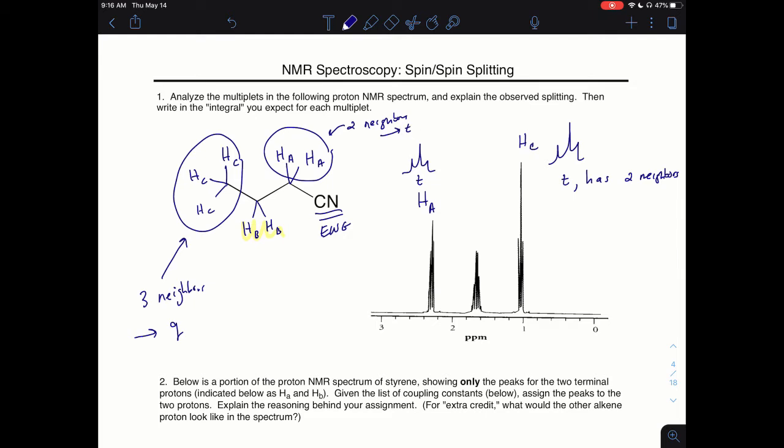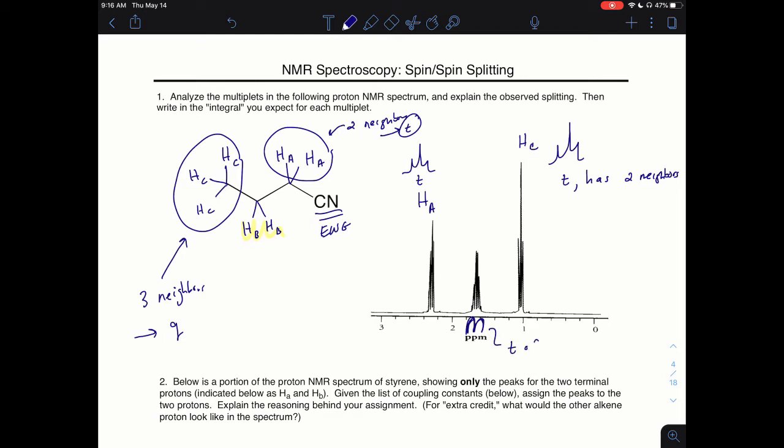So what happens? Well, what happens is kind of complicated, but technically you would have a triplet of quartets or a quartet of triplets, depending on some complicated stuff. Really, it's just a mess. What you have is a multiplet. Multiplet just means unspecified. It doesn't fit one of those nice patterns that we discussed.